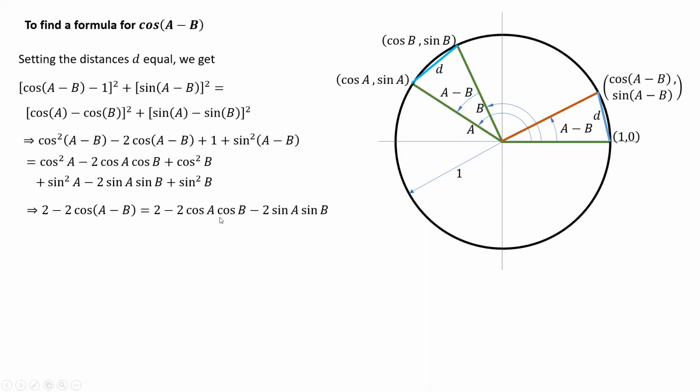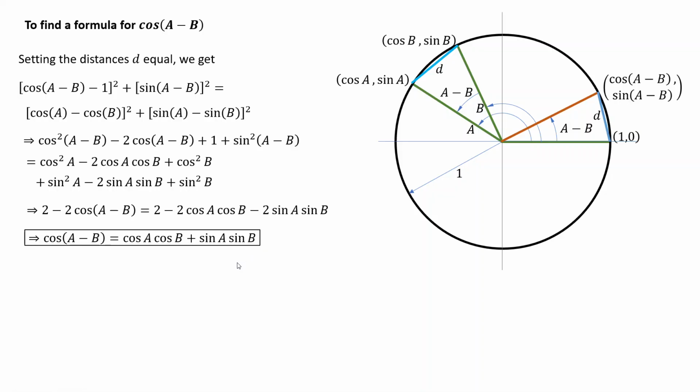And now looking at this, what can we say? Hey, wait, there is a 2 here and there's a 2 here. If we subtract a 2 from both sides, they just disappear. And we end up with negative 2 cosine of a minus b is negative 2 cosine a cosine b minus 2 sine a sine b. Right? Or divide both sides by negative 2, we end up with cosine of a minus b is nothing but cosine a cosine b plus sine a sine b.